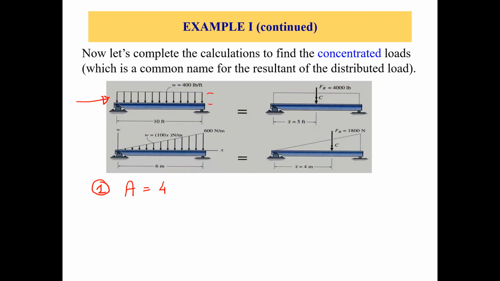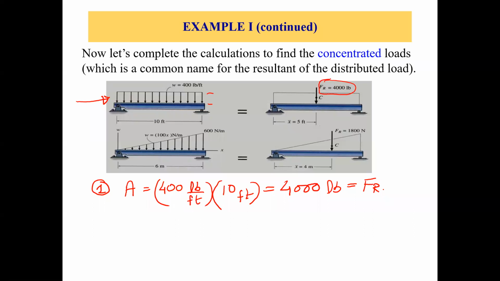Okay. So 400 pounds per feet times, what is the length? 10 feet. So what do we get? 4,000 pounds. This is your FR. That's what we derived, that to find out the resultant force, just find out the area. Okay, so this is your FR, 4,000 pounds, as shown here.